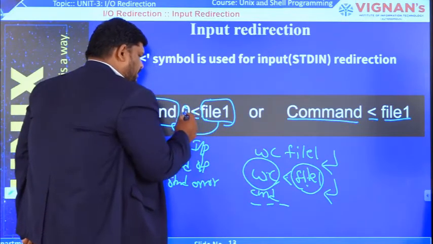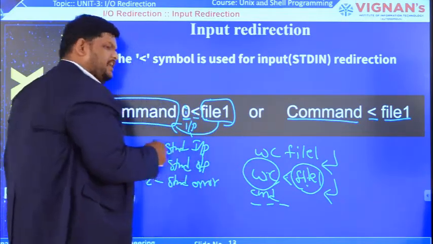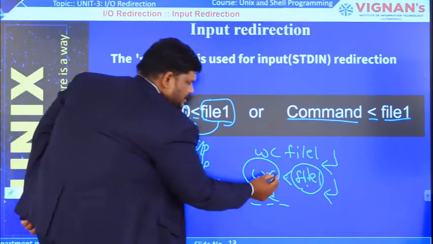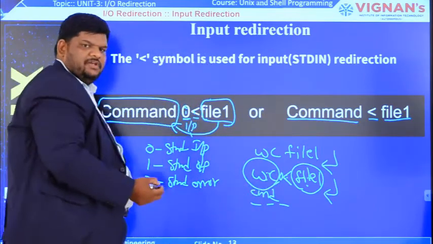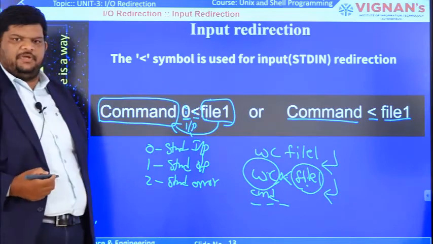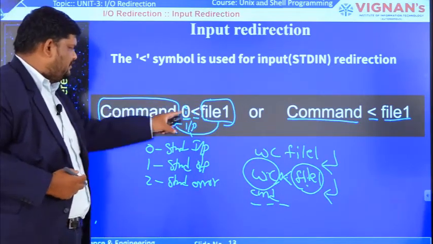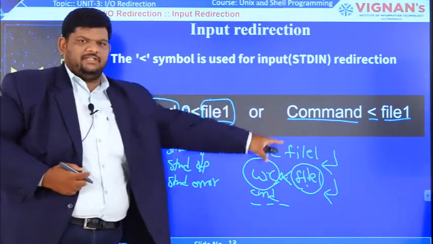So without the file descriptor there is no problem, and if you write the file descriptor also no problem. If you write 0, the same output will come, and without 0 the same output will come. So these are the two forms, with file descriptor and without file descriptor.